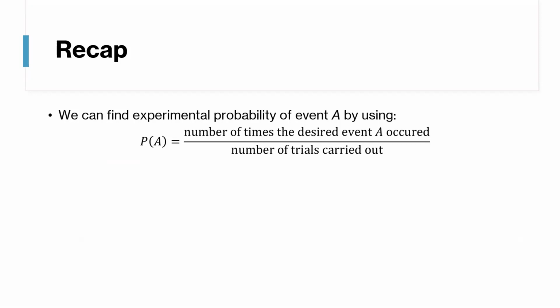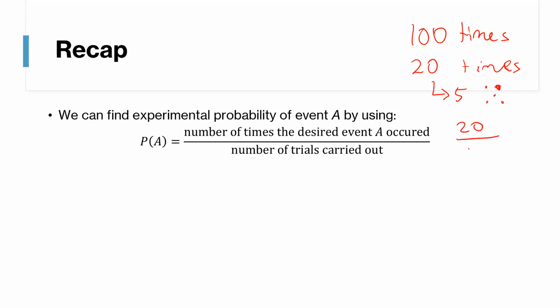So as an example, and I think I gave an example like this before, let's say you're rolling a dice 100 times and you got a 5 20 times. So 20 times we were able to get a 5. Experimental probability is basically just comparing the number of times you actually got the 5, which is 20, to the total number of times that you actually rolled the dice, which is 100. So it'd be 20 over 100, which you can reduce to 1 over 5. So this is just an example of an experimental probability that we could look at.